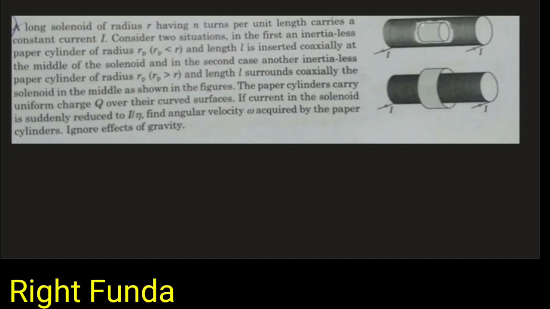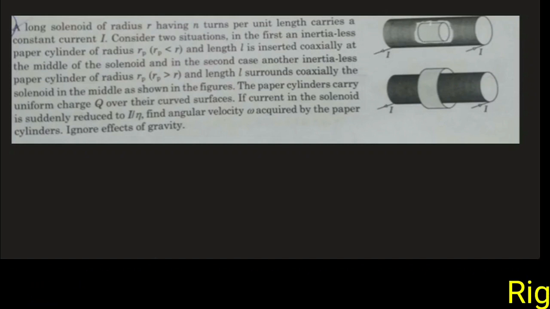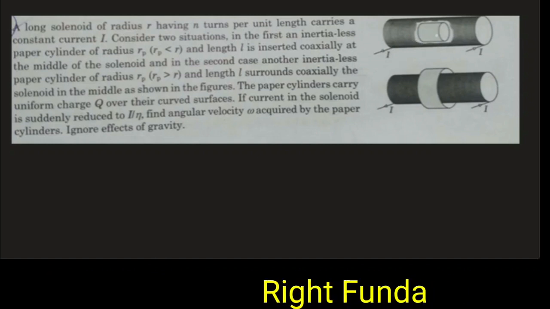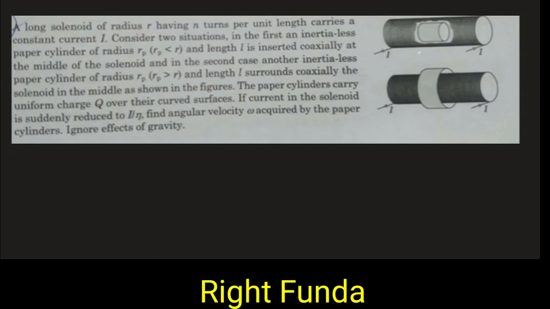Again, I repeat, the solenoid is there, current is flowing through this. One paper cylinder is placed here, and a charge is there on this. In the second case, we put a paper cylinder of bigger radius like this. If the current is suddenly reduced to I by eta, what angular velocity will the paper cylinder acquire?